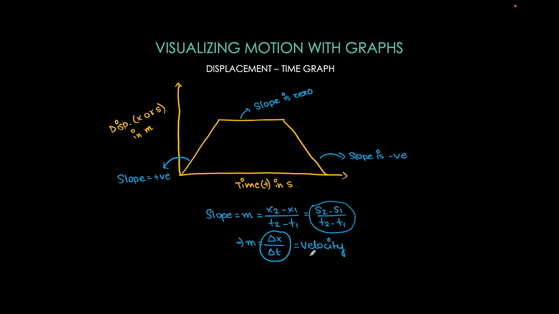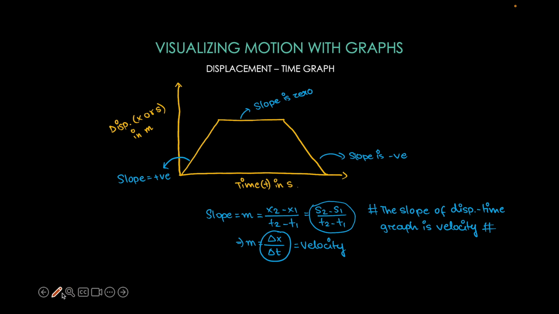So from this entire thing, what we can conclude is that the slope of displacement time graph is velocity. And this is a very important statement. In the earlier slide, we have learned that the slope of distance time graph is speed. And now we have learned that the slope of displacement time graph is velocity. These two statements are very important, and we will be continuously using this concept in the upcoming topics, right?